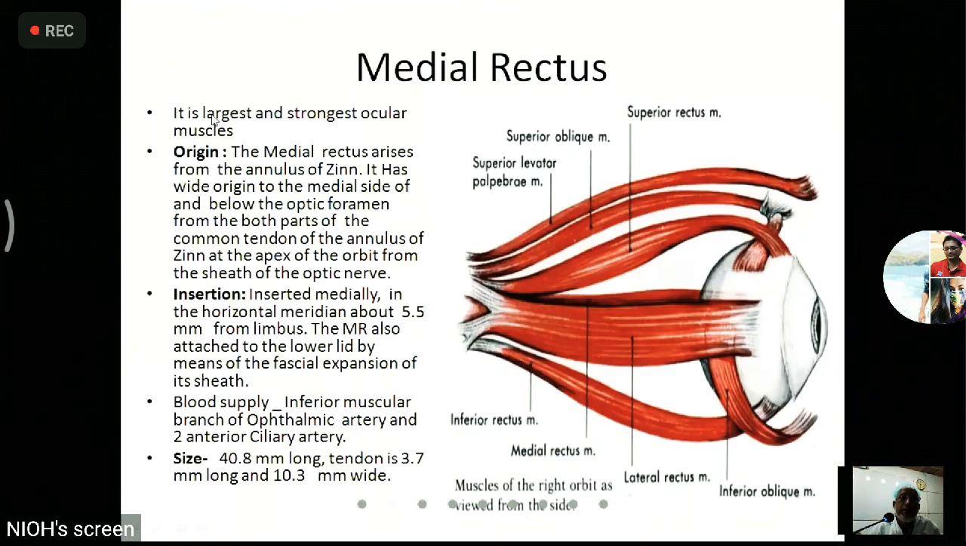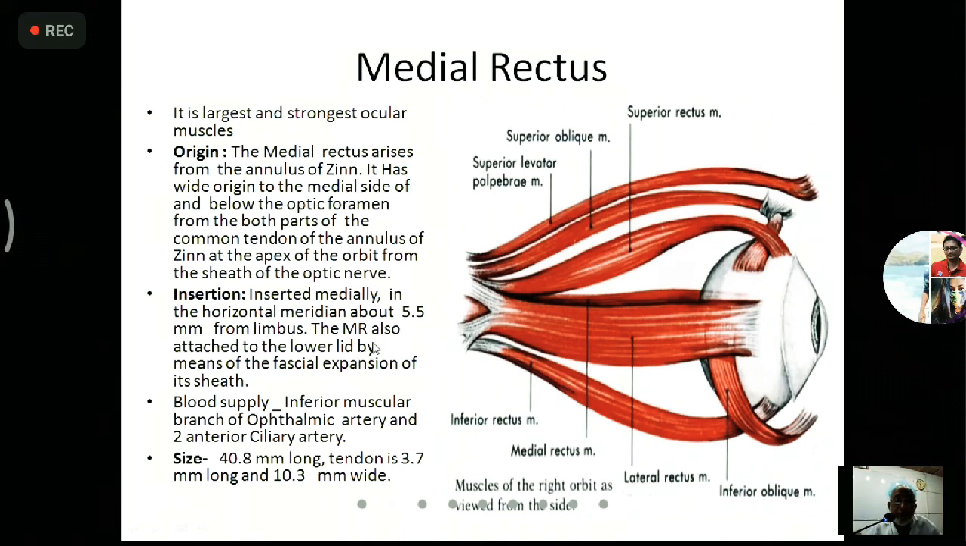Now the medial rectus. Medial rectus is the largest and strongest ocular muscle. Okay. Medial rectus origin, where does it take from, as I said? It takes from both the upper and lower tendons of the annulus of Zinn. Two thirds from the upper annulus, and one third from the lower tendon. Insertion, where? Equatorial anteriorly, 5.5 mm from the limbus.